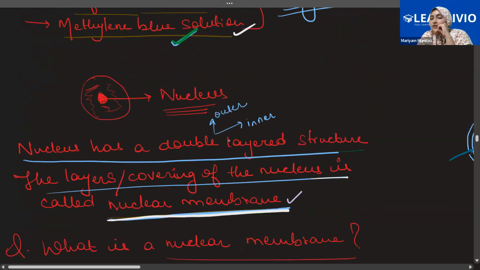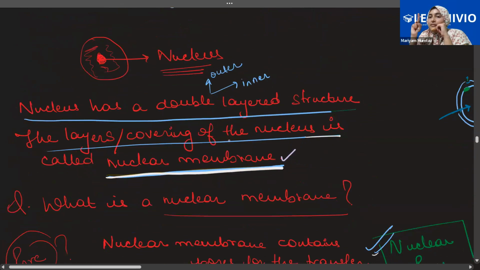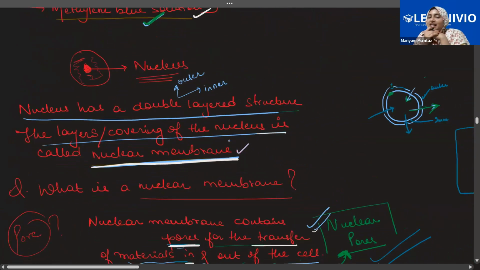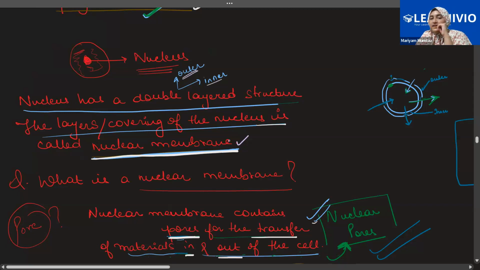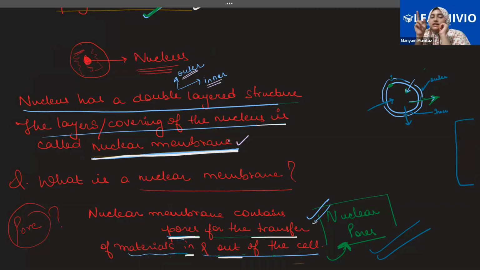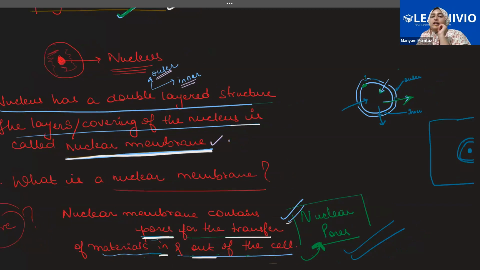Now see, talking about the nucleus, it is a double membranous structure. If I say that it is a double membranous structure, then what do I mean? Double layered, or two membranes are there, right? Now, out of them, one will be the outer membrane, one will be the inner membrane. Okay. And remember that the layers or the covering or the membrane of the nucleus is called as nuclear membrane. Clear? Yes, ma'am, clear.